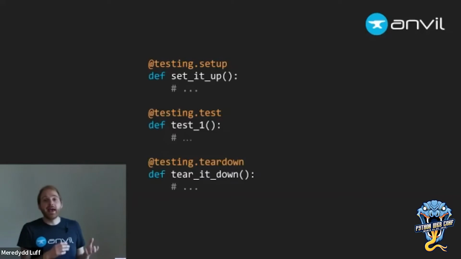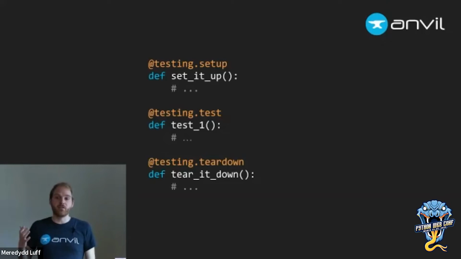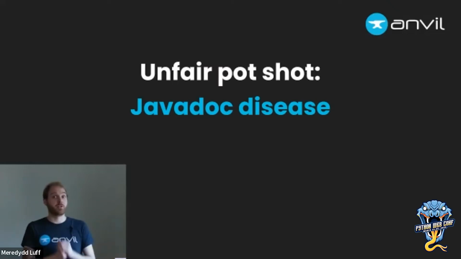If you want to tell this setup, test, teardown story, do you tell it in the docs for the setup decorator, for the test decorator, for the teardown decorator? Do you try and copy and paste it into all of these places? There's just no good place to convey this really important information. And if you make the mistake of trying to cram it all in, then you will end up with something I uncharitably call Javadoc disease.